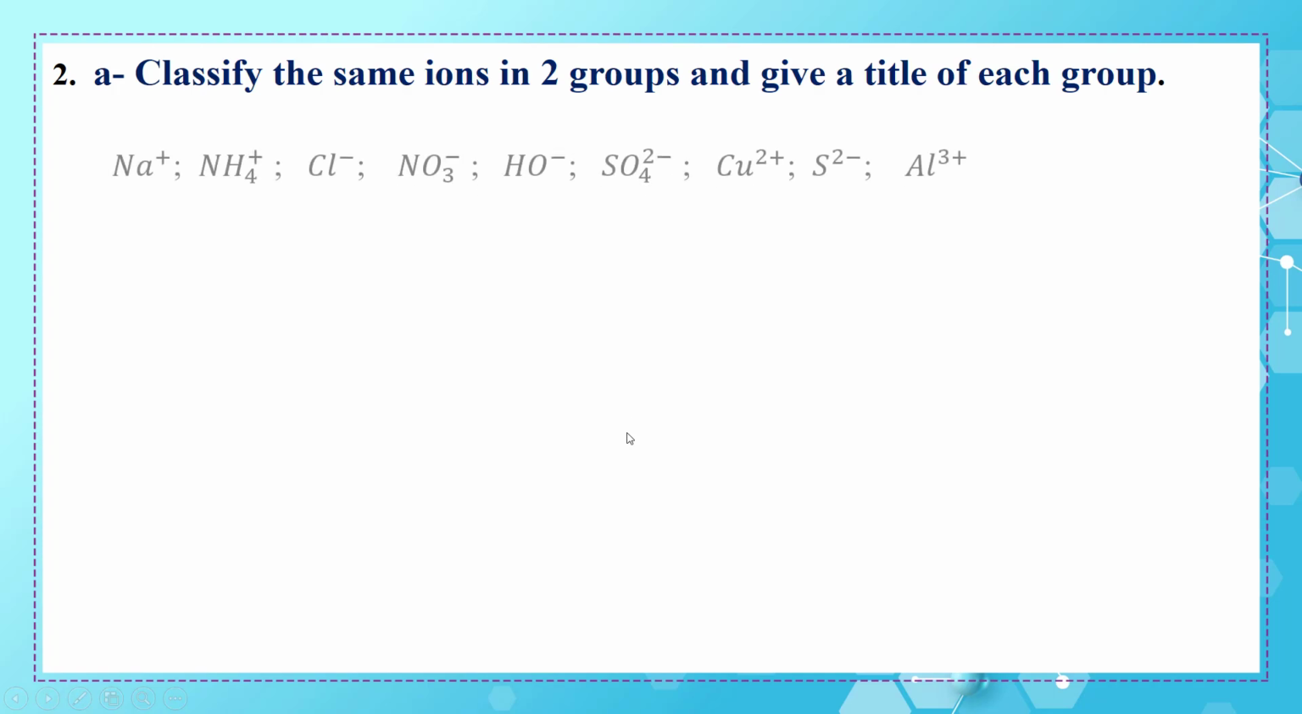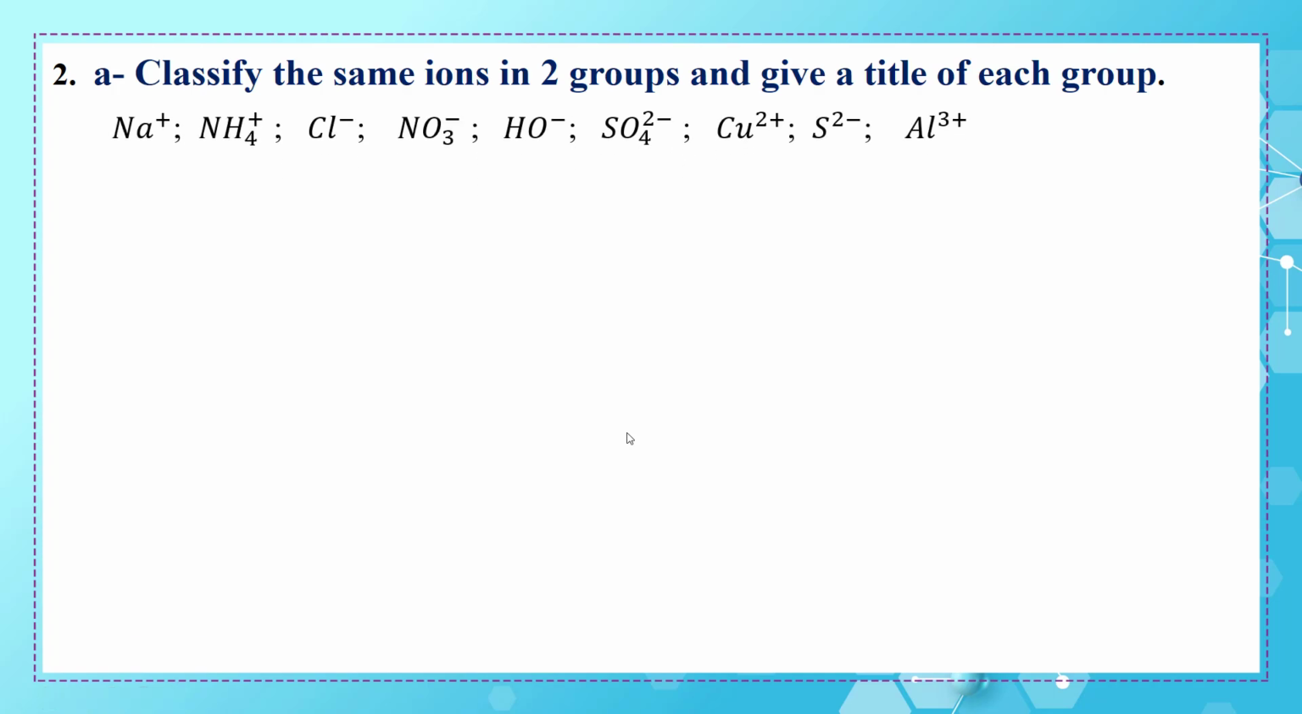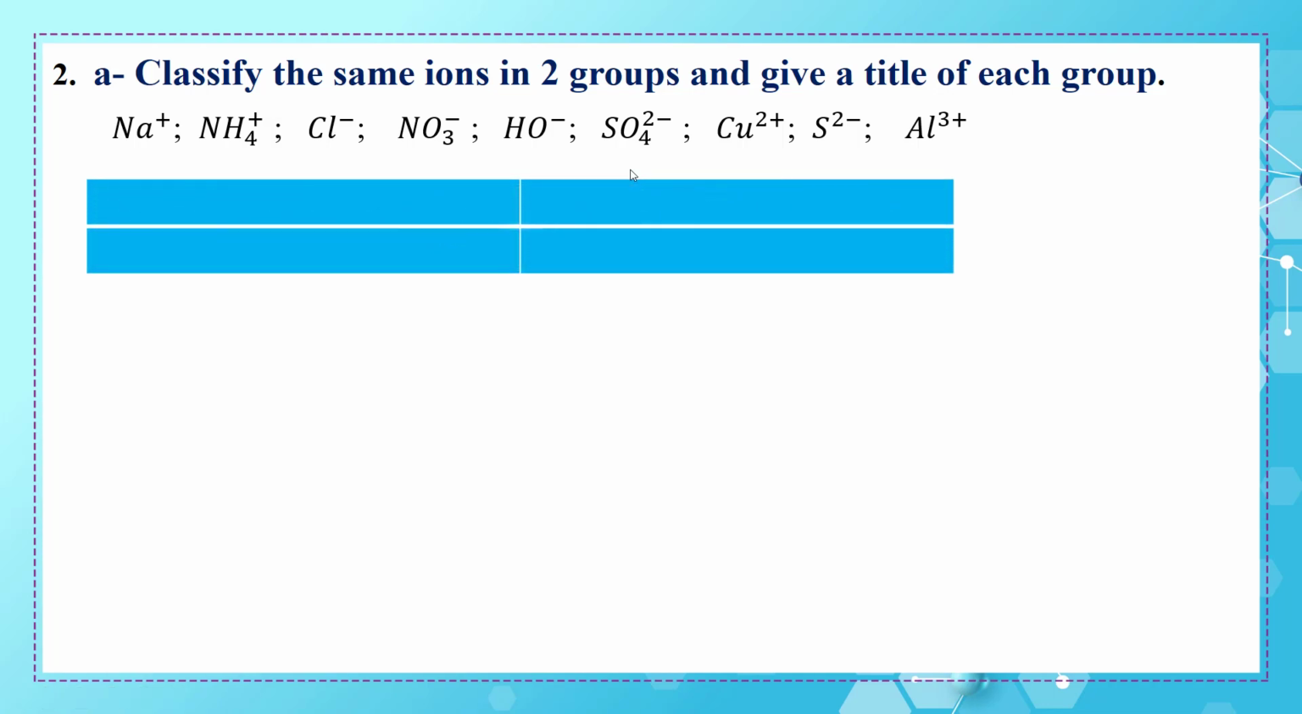What else? Now, in question 2, classify the same ions in two groups and give a title for each group. In question 1, we have classified these ions depending on their different charges. But here, how can we make another classification for ions? Think, guys, try to find the solution. Anyone know? Keep attention and notice the number of atoms in this ion, Na+. How many atoms does this ion contain or consist of? Just one atom, which is Na.